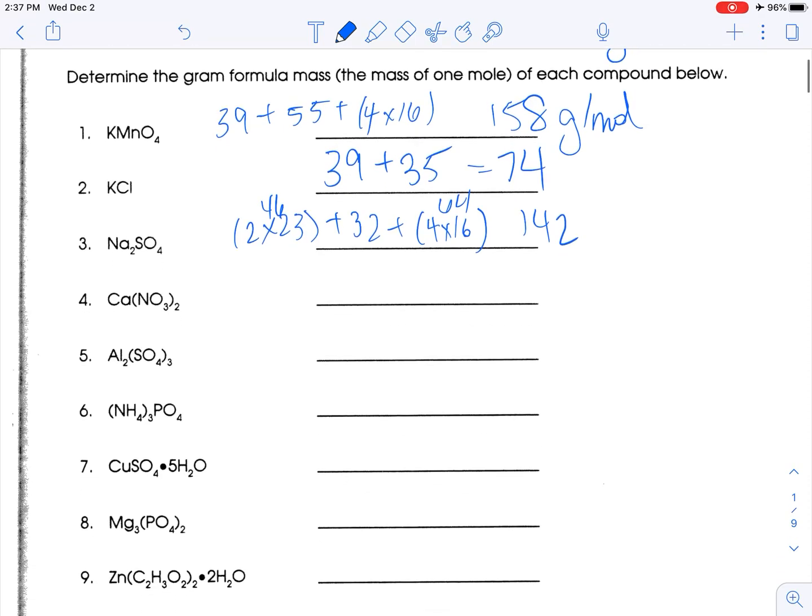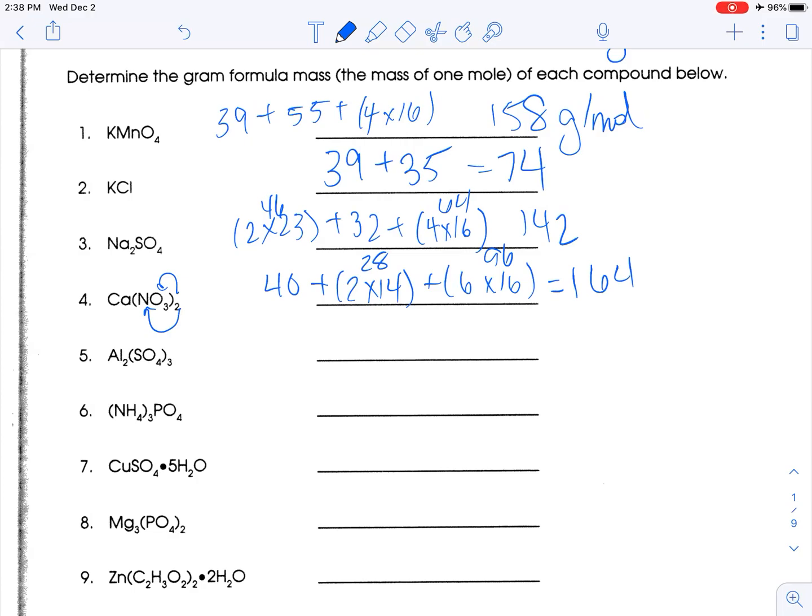All right, then we have calcium nitrate. We have 1 calcium, and it's 40. Plus, now, look here. You can do NO3 and then double it, or you can just say, okay, there are 2 nitrogens, and they're each with a mass of 14. And we have 2 times 3, which is 6 oxygens, each with a mass of 16. So 14 times 2 is 28. 16 times 6 is 96. 40 plus 28 plus 96 equals 164 grams per mole.